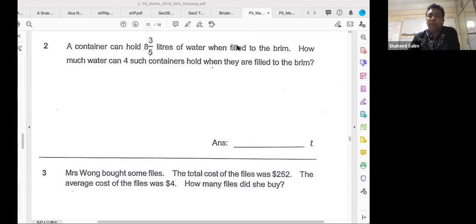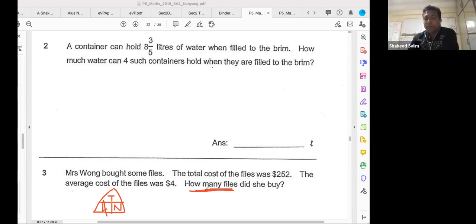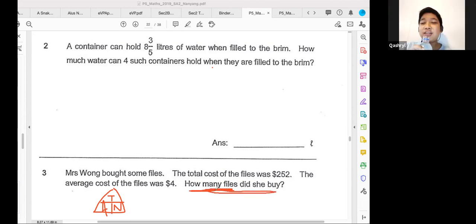Now what do you want to find? You want to find number? You want to find total? What do you want to find? You read the question, tell me what you want to find. I want to find the average cost of the file, which was $4. No, but what do you want to find out here? This last part, what do they ask you? How many files did she buy? So is it total, average or number?